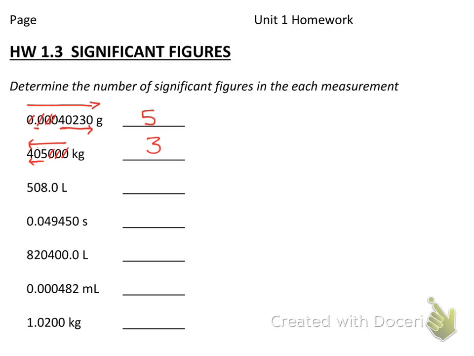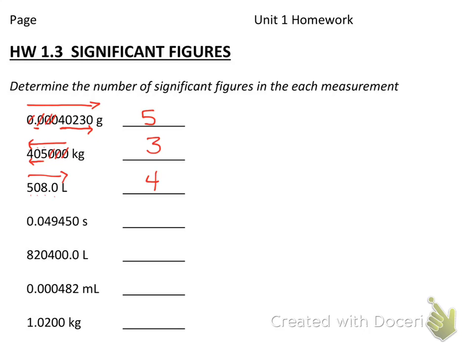All right, next we have 508.0 liters. In this case, we have a decimal point that's present. So we're going to go from left to right, the first non-zero number. So here's 1, 2, 3, and 4. We must include the 0 in this case because it's after all these numbers that we've taken into account.